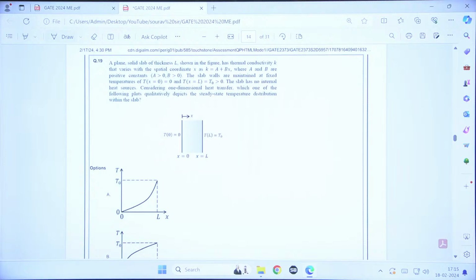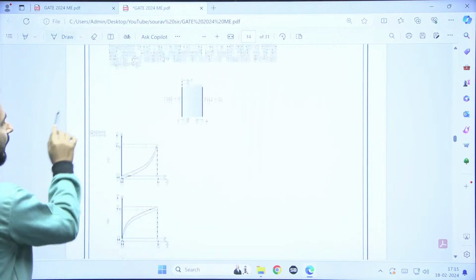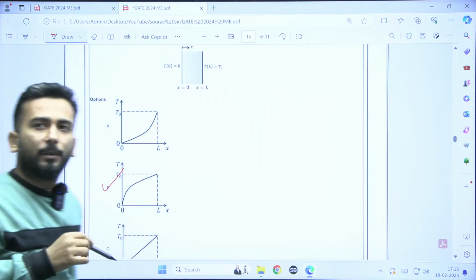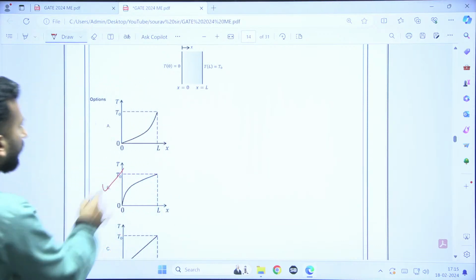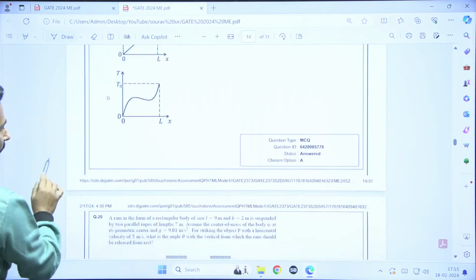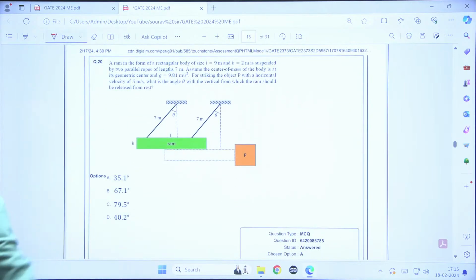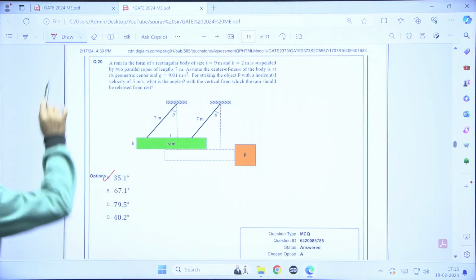Okay. From HT, it's a question of variable thermal conductivity. So for variable thermal conductivity, the answer will be option B. That is, the profile will be logarithmic in nature. So only this one is satisfying. So let's move on. Okay. The answer for question number 20 will be A, 35.1 degree.